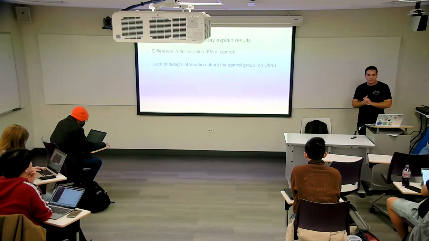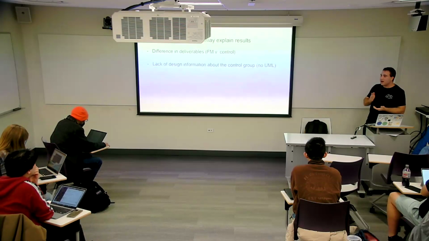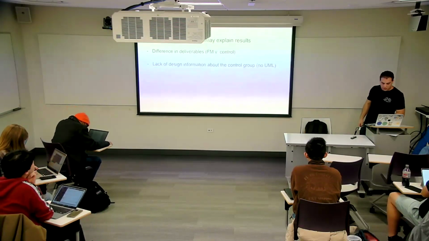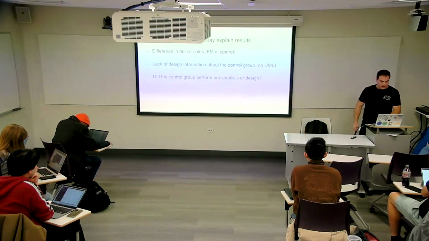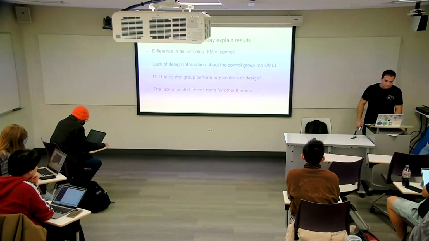So, right, the lack of design information means that it's entirely possible that it was the design, not necessarily formal design, that led the formal methods group to do a better job. So we don't know if the control group performed any analysis or design. Okay, this point is redundant.